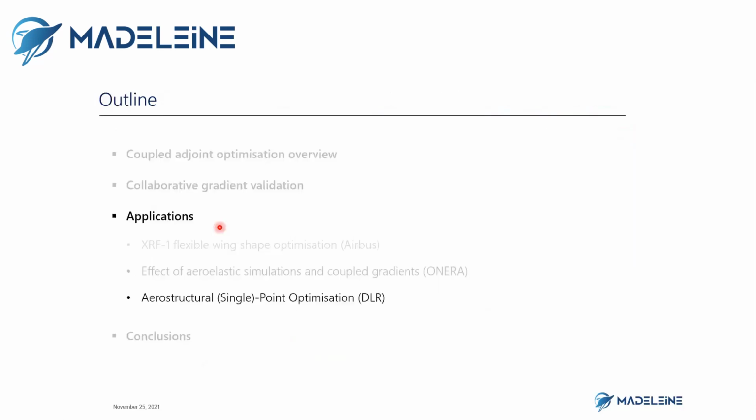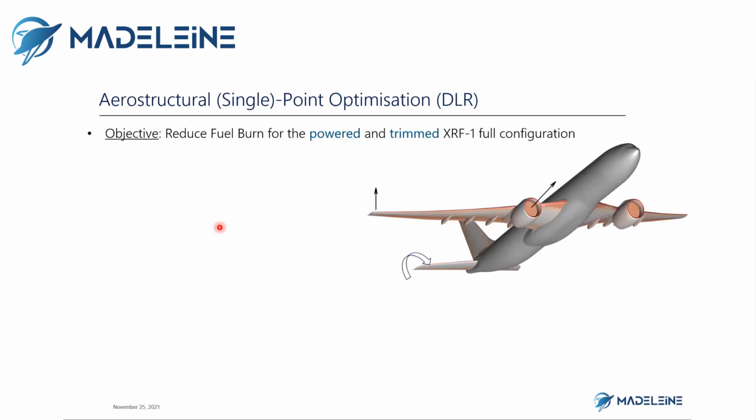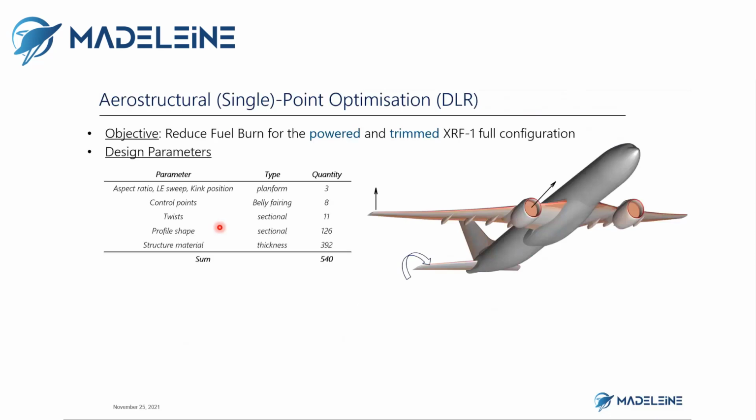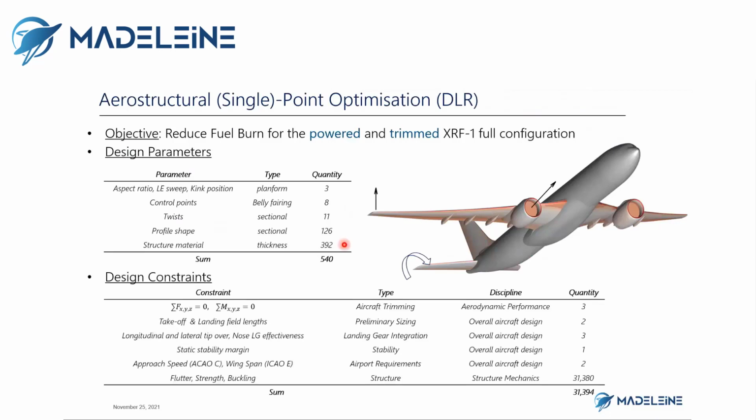Another example will be obtained at DLR on an MDO analysis. So here the objective is to reduce the fuel burn for a powered and trimmed XRF1 configuration, where they consider at the same time wing planform, wing thickness, the shape, as well as the structural material. So this means it's a true MDO problem, considering lots of design constraints related to aircraft performance, but also overall aircraft design characteristics and structural mechanics.